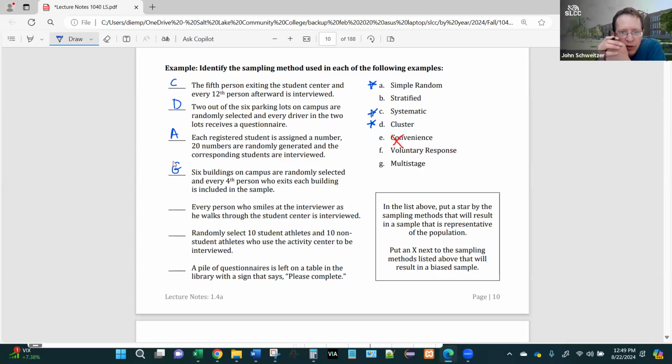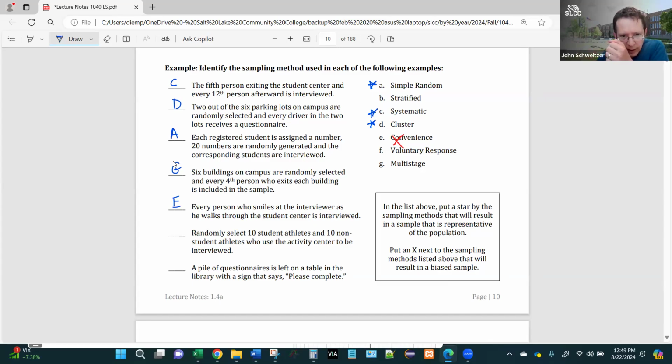Okay, every person who smiles at the interviewer as he walks through the student center is interviewed. What do you guys think there? Oh, interesting. I was going more for a convenience sample here. Yeah, I was going for E on this one. It's easy to talk to people who are approachable, right? And who look like they want to talk to you. It's not so easy to talk to people who aren't, right? So that would be more of a convenient sample.